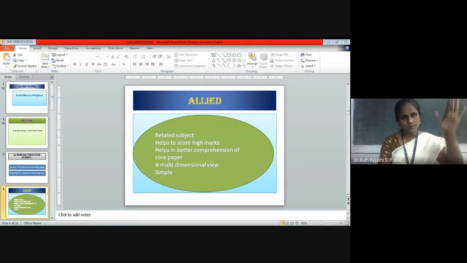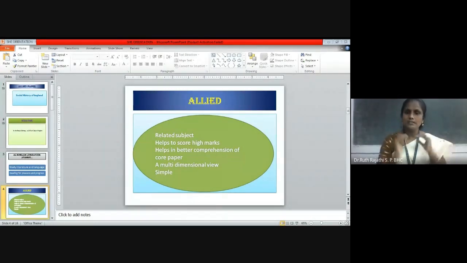In prose, you will have many fine prose writers, and in poetry, so many fine poets. So how do we understand a poem or a prose piece? We are supposed to know the background details, about the country the writer has come from and the backdrop of that particular country. So I can tell you that this is the foundation paper, where you come to understand the entire outline about England and about the writers, so that you understand your major paper in a proper way.